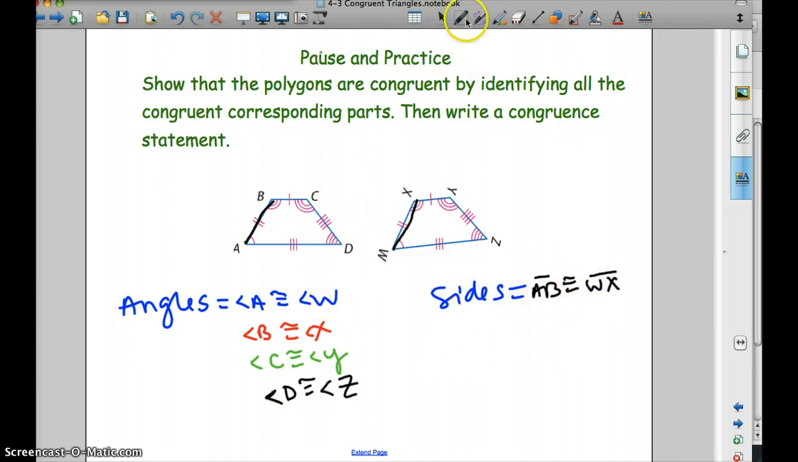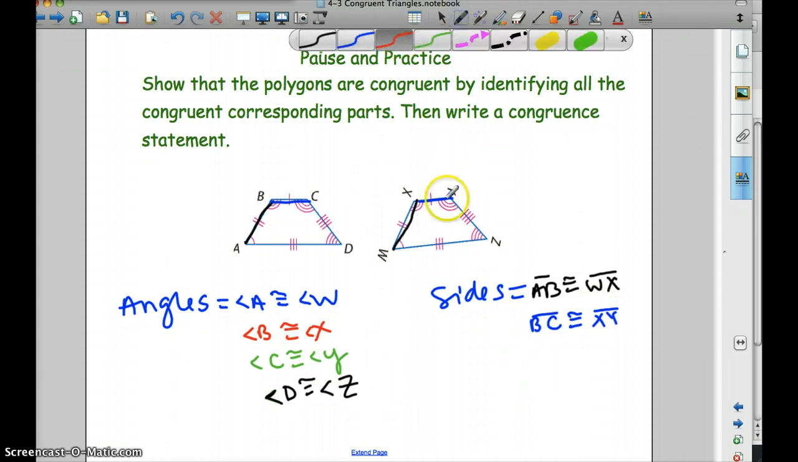Order does matter. Let's try another one. Let's go up here. And feel free to use different colors, or if you have highlighters, go ahead and use them. So now we have BC. What order are we going to write that in? Well, B is congruent to X, so we're going to write the X first. It's congruent to XY.